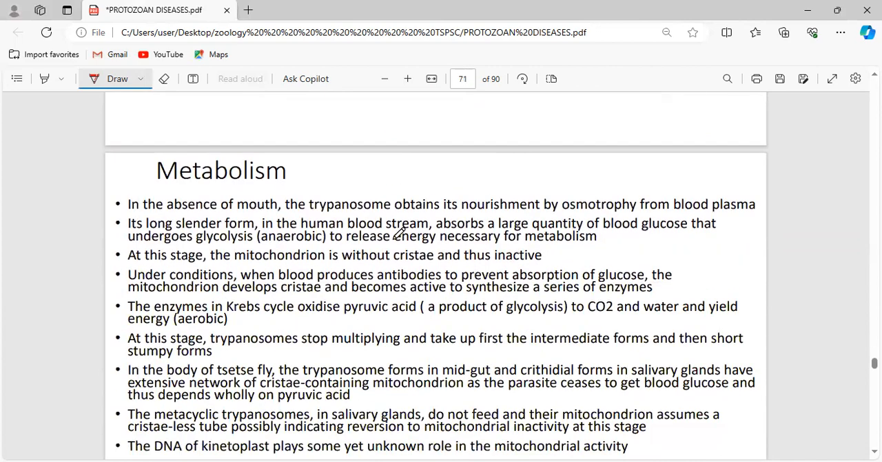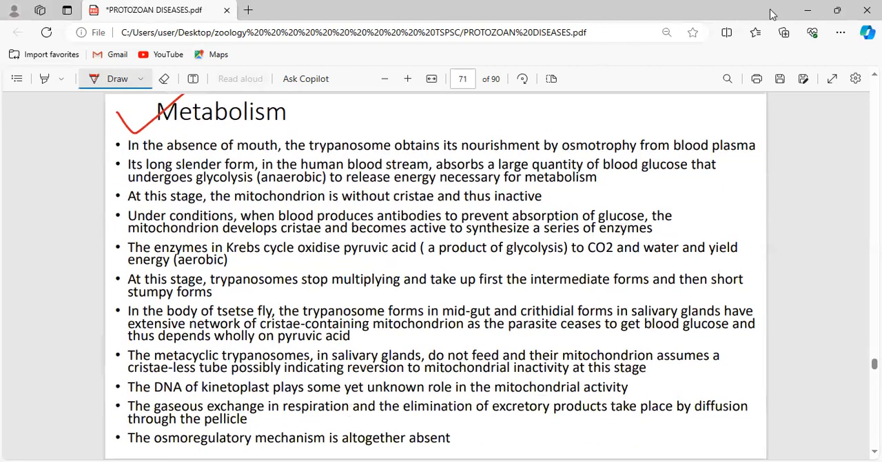Okay, in today's class, we are going to start from the metabolism of Trypanosoma gambiense. In today's class, we are going to finish the protozoan diseases. If not, by tomorrow, everything about protozoa will be completed. And after finishing the protozoa, I will give you some tests. Okay, a live test, and you have to answer all those questions, count the marks, and analyze yourself. Clear?